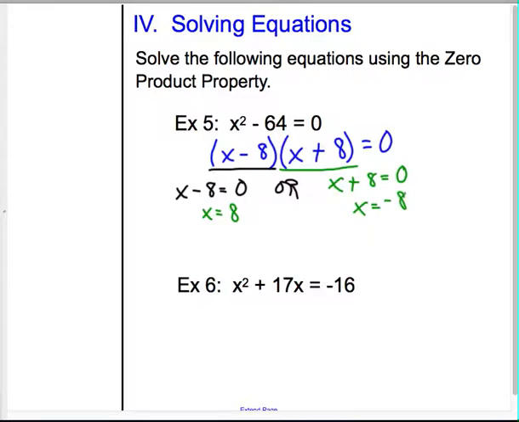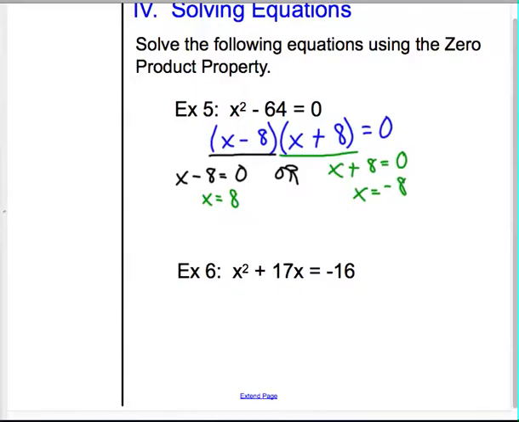So when you're looking at this quadratic equation, x squared minus 64 equals 0, either x could be positive 8, where you'd have 8 squared is 64 and minus 64 is 0, or x could be negative 8. So negative 8 squared is also positive 64, minus 64 is 0.